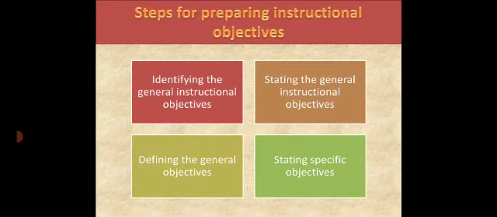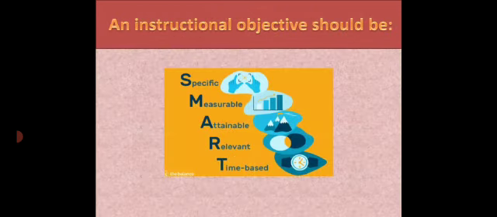Steps for preparing instructional objectives: identifying the general instructional objectives, stating the general instructional objectives, defining the general objectives, and stating specific objectives. And instructional objectives should be SMART, which means specific, measurable, attainable, relevant, and time-based.